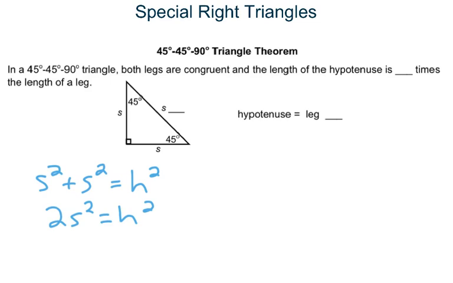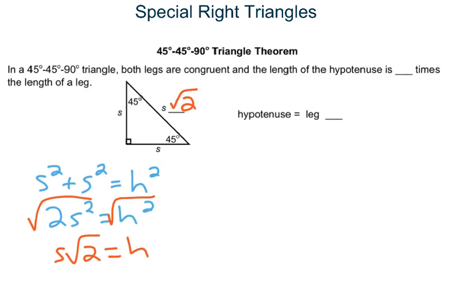Now again, we always want to square root to get rid of a square. If we square rooted this, the square root of s squared is s, but we still have that root 2 underneath. We can't take that 2 out. And that's what the hypotenuse is equal to. So here we have s times root 2.